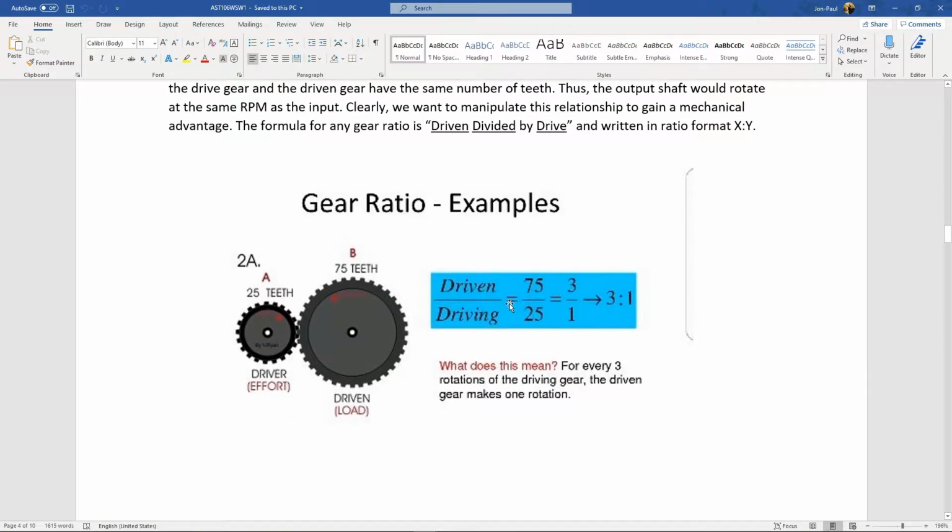So for this example, if this gear is being driven, B, and A is the drive gear, it's driven divided by drive: 75 divided by 25, which is a clean 3. And because it's a gear ratio, don't get your answer wrong. 75 divided by 25 is 3, but 3 is not the correct answer. 3 to 1 is the full gear ratio. So make sure when you write your answers down that you write a proper gear ratio, so 3.1 or 3 to 1.